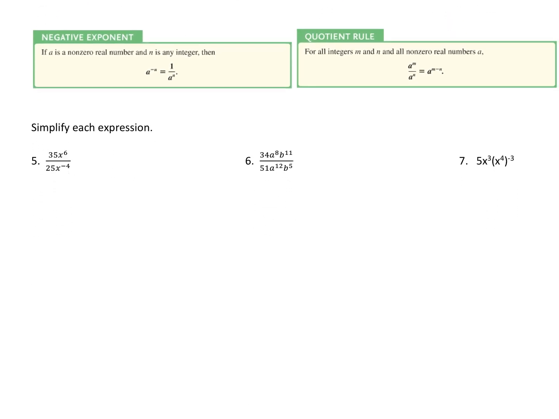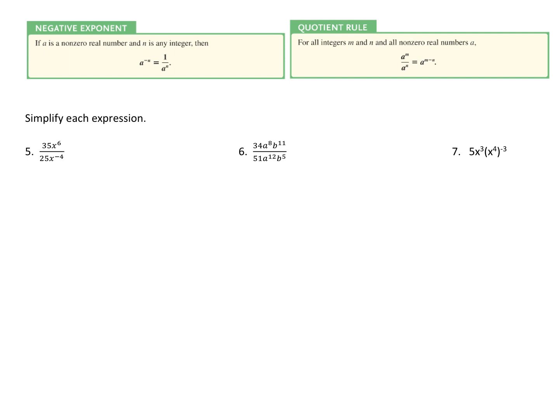Let's talk about negative exponents. Okay, let's start talking first about the quotient rule, which says that when you have division, you are going to subtract your exponents. And when you have a negative exponent, you need to move it to the other side. Okay, obviously we've got 35 over 25. That can simplify and divide by 5. So if I divide by 5, it'll be 7/5.